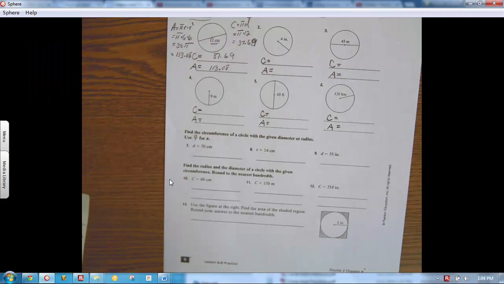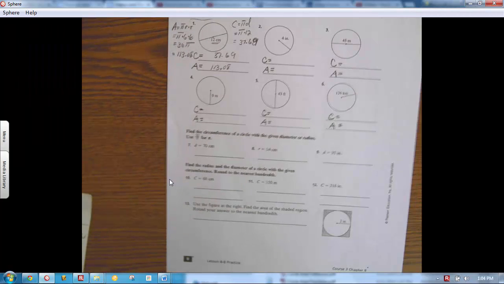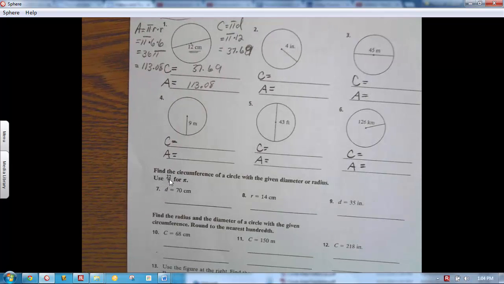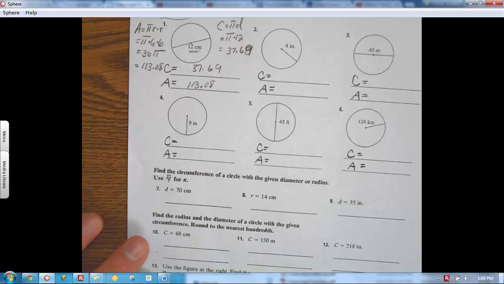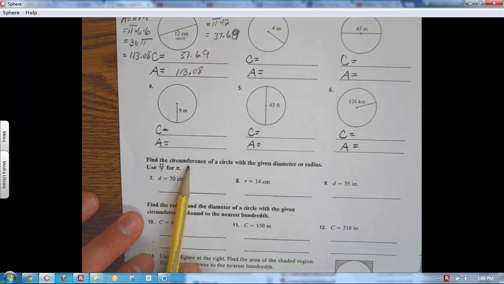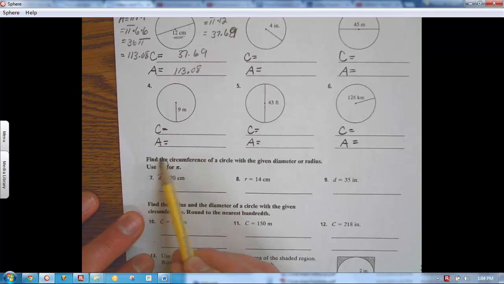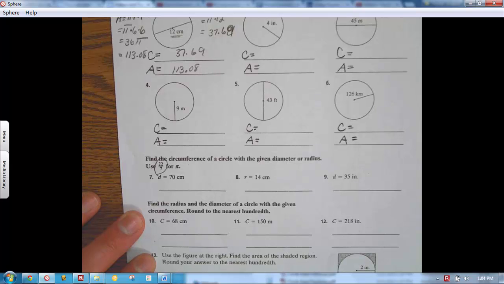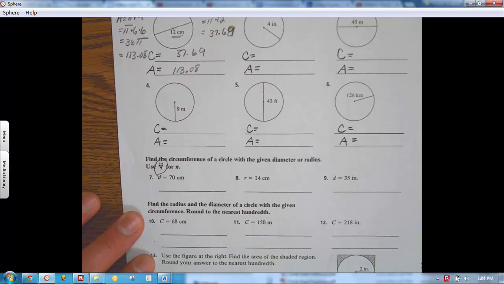Alright guys, we are going to take a look today, zoom in here a little bit, at calculating the circumference of a circle using a different value of pi, in this case 22 over 7. So that's a fraction approximation of the value pi.